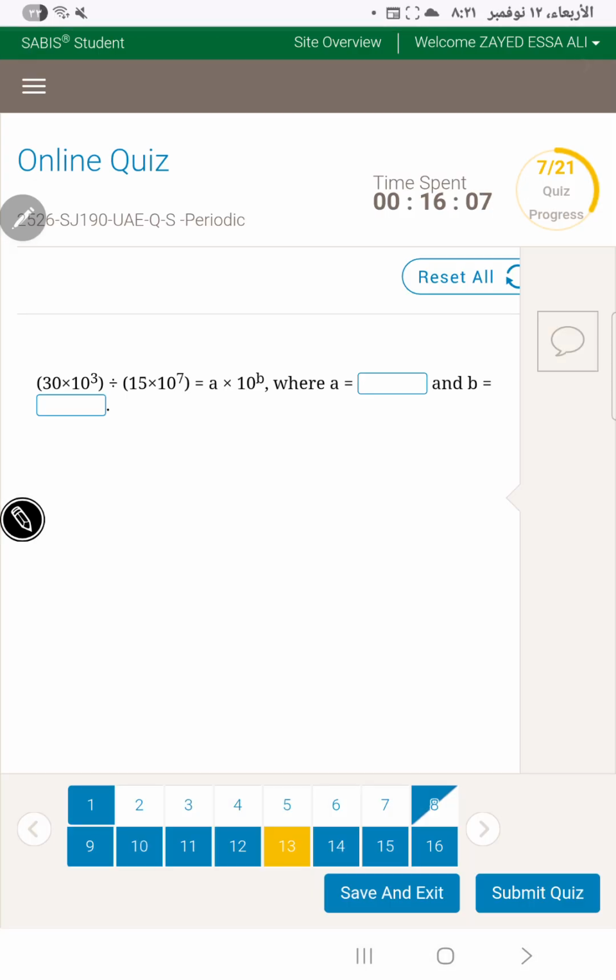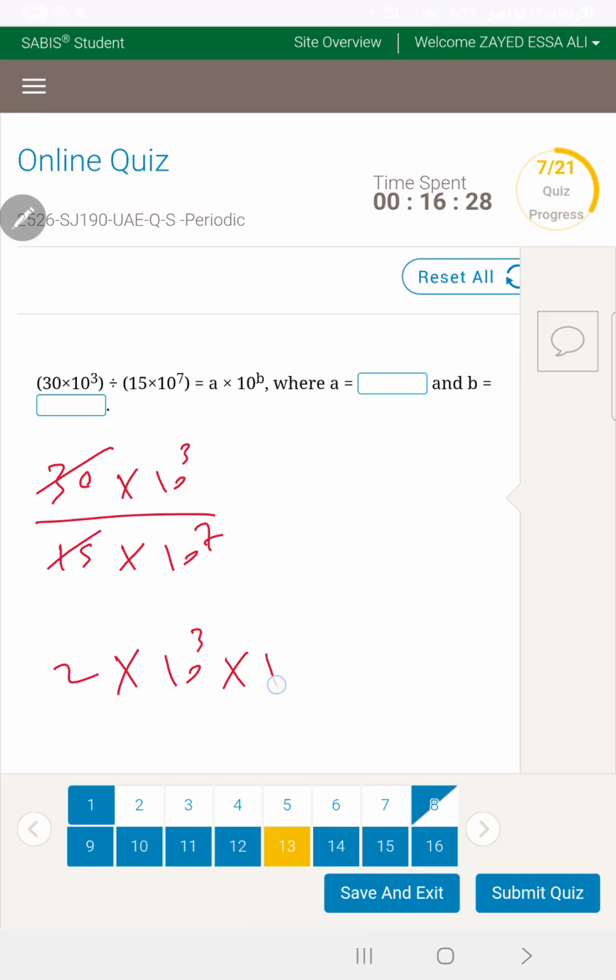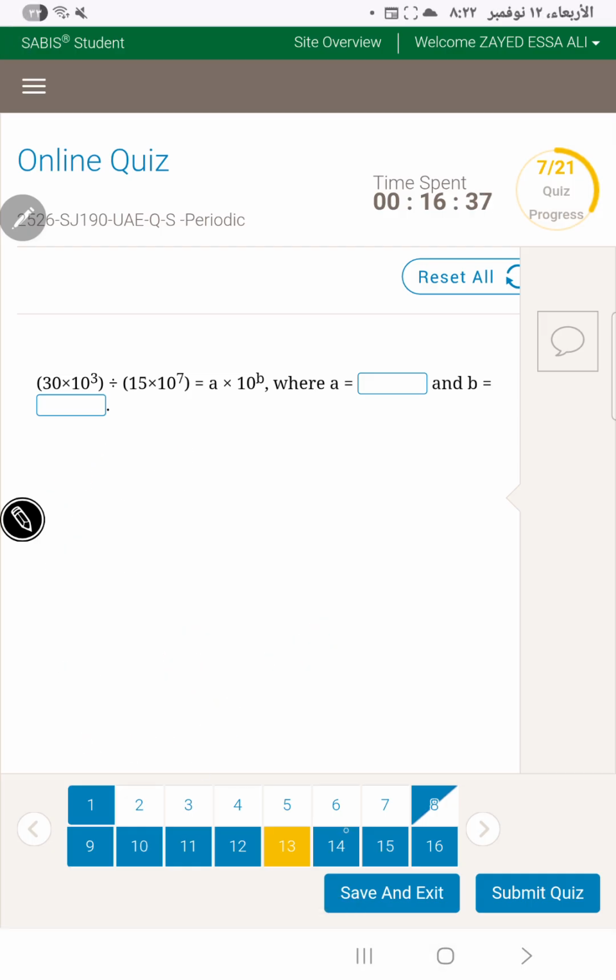Question number 13. Here you are given two numbers. We want to divide them. I like to put them as a fraction like this in order to make it easy for division. So here you can cancel this and this. You get 2. And if you take 7 up, already we have 10 to the power of 3 times 10 to the power of negative 7. So you get 2 times 10 to the power of negative 4. Question 14.